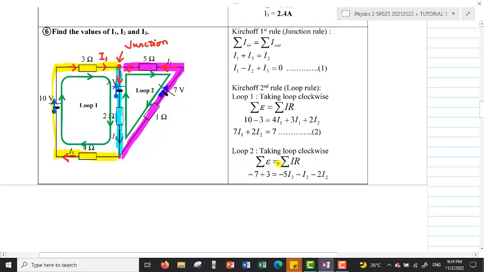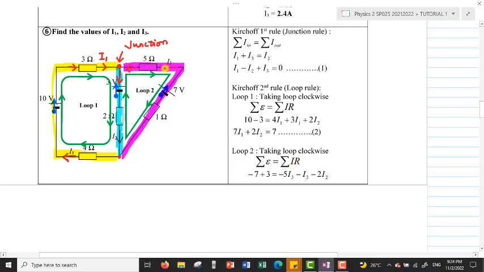So total EMF equal to total IR. So we compare. The direction of the 7 volt EMF is opposite to the direction of the loop, so we give it a negative sign, negative 7. And then we compare the direction of the 3 volt with the direction of the loop. The direction of the loop is in the same direction, so we have positive 3, and then equal to the product of current and resistance.